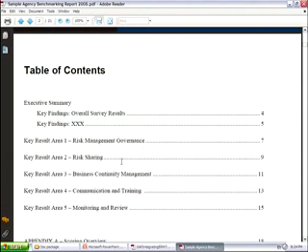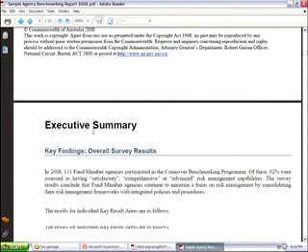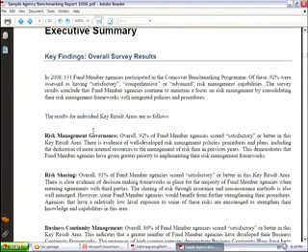But these are the key result areas: risk management governance, risk sharing, business continuity management, communication and training, and monitoring review. And what was quite interesting with these were opportunities to benchmark all the different government agencies.